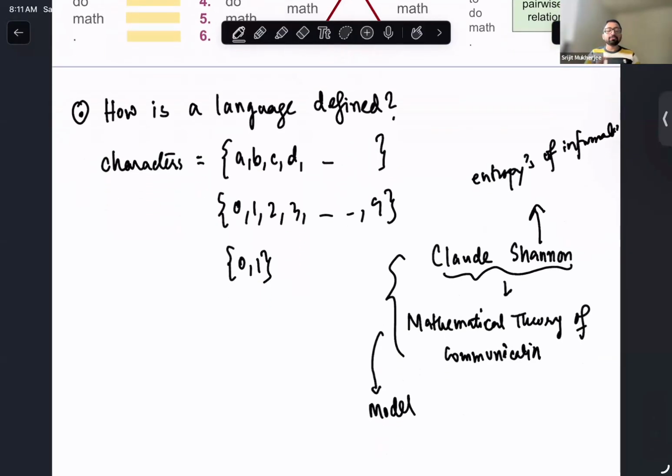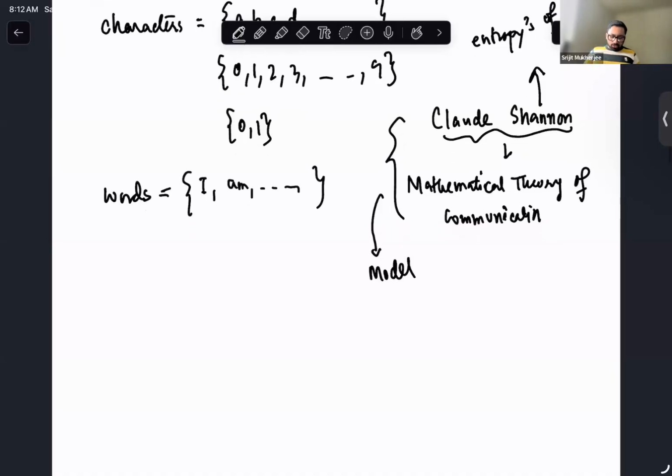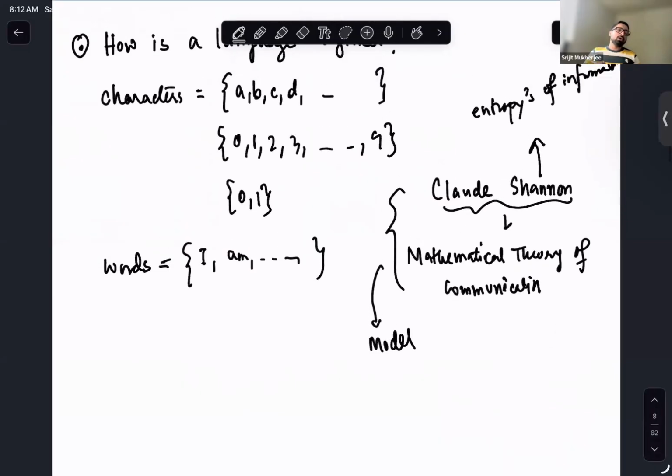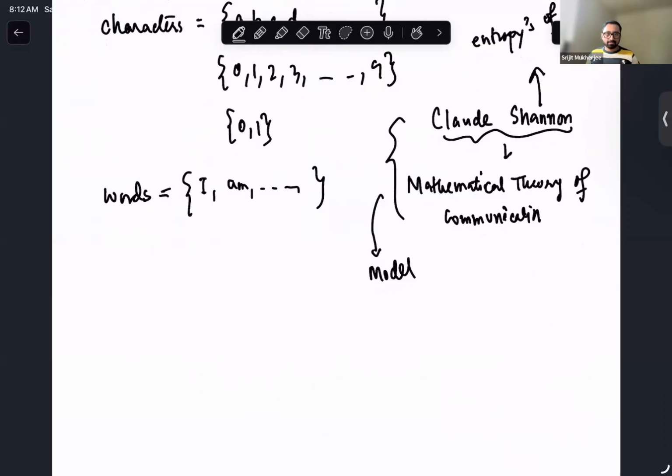So even bits are a language; 0s and 1s are a language. It's the characters that a language is made up of. You can also define it at the level of word abstraction. Let's say you consider all the words in the dictionary, and that's also a sequence of words like "I am", etc. So it depends on at what granularity you want to represent the data set. That's the data set building part.